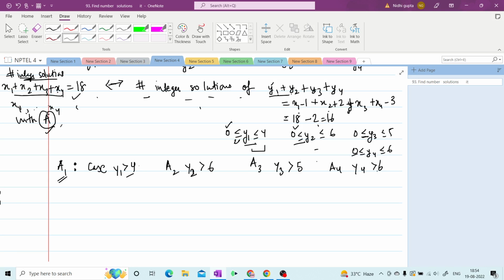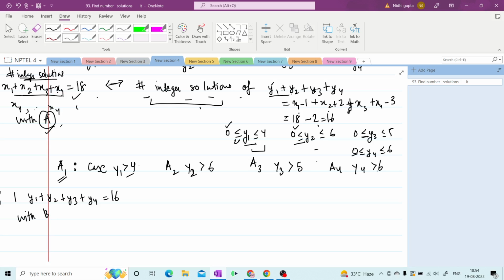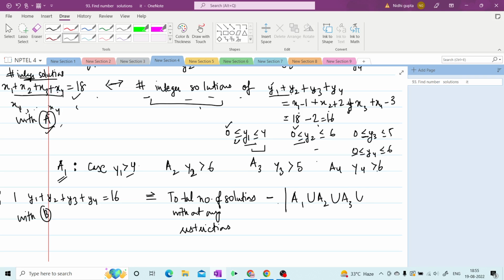So by the principle of inclusion and exclusion, we can say that the number of integer solutions of y1 plus y2 plus y3 plus y4 equal to 16 with the new conditions is equal to the total number of solutions without any restrictions minus the solutions coming in the cases A1 union A2 union A3 union A4. So this is the subtraction principle.